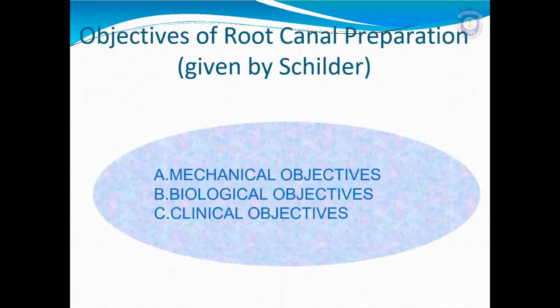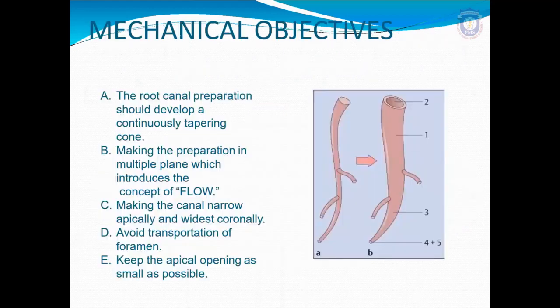What are the objectives of root canal preparation as given by Schilder? Mechanical objectives, biological objectives, and clinical objectives. The mechanical objectives as given by Schilder include that the root canal preparation should be a continuously tapering cone, making the preparation in multiple planes, which introduces the concept of flow, making the canal narrow apically and widest coronally, and avoiding the transportation of the foramen. Keep all apical openings as small as possible.